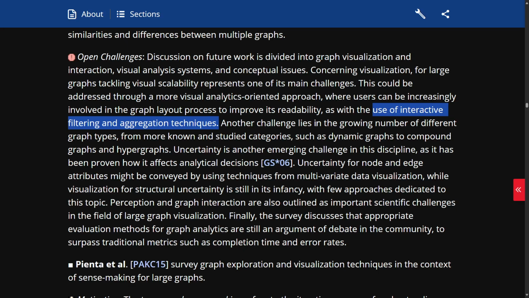Another challenge lies in the growing number of different graph types, from more known and studied categories, such as dynamic graphs, to compound graphs and hypergraphs. Uncertainty is another emerging challenge in this discipline, as it has been proven how it affects analytical decisions, JIS06. Uncertainty for node and edge attributes might be conveyed by using techniques from multivariate data visualization, while visualization for structural uncertainty is still in its infancy, with few approaches dedicated to this topic. Perception and graph interaction are also outlined as important scientific challenges in the field of large graph visualization. Finally, the survey discusses that appropriate evaluation methods for graph analytics are still a subject of debate in the community, to surpass traditional metrics such as completion time and error rates.